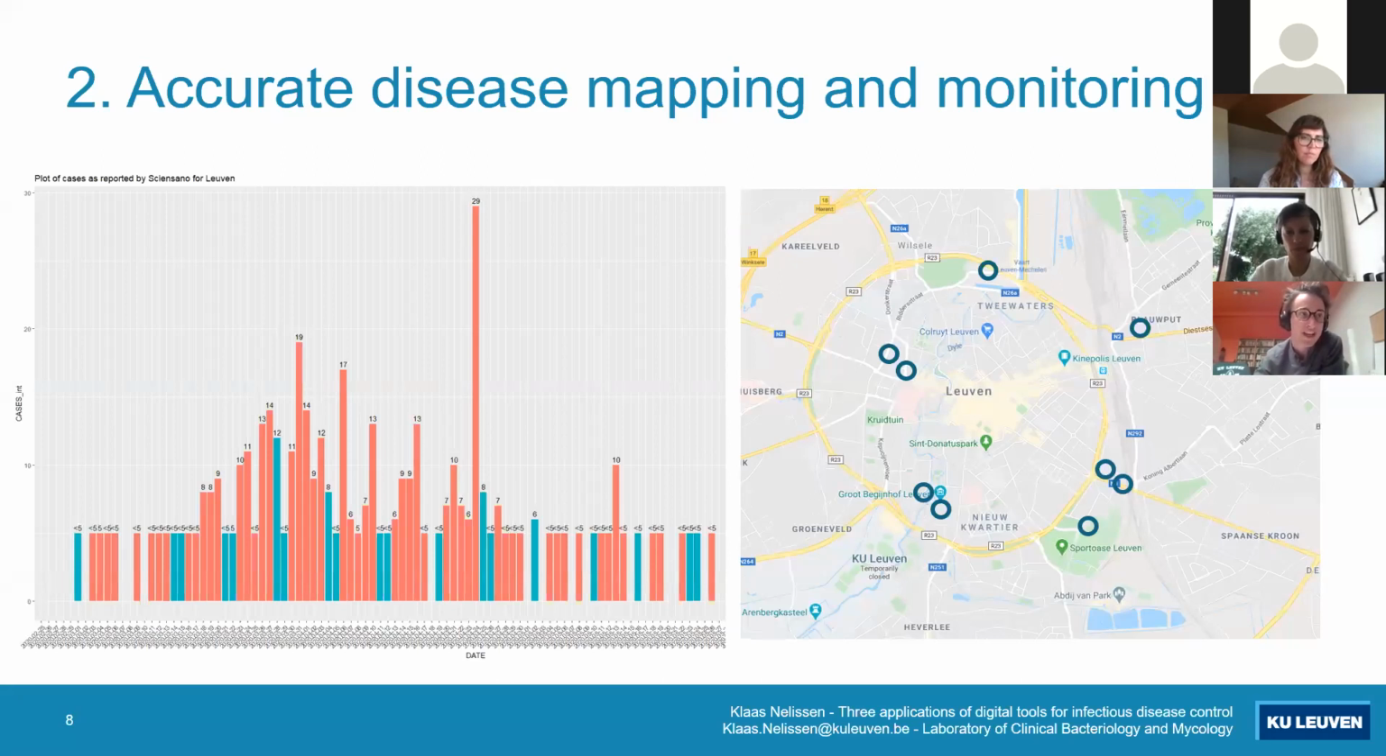So on this slide, for example, on the left, you see a chart showing on the x-axis the date, on the y-axis the number of positive cases of COVID. And you see that the highest number of cases is 29 on a certain date. On the right, you see a map of Leuven where I indicated some, it's a fake example, don't worry, some addresses of people who tested positive. And there is just not enough data on a neighborhood scale to predict, for example, that we should do some interventions in a certain neighborhood of Leuven.